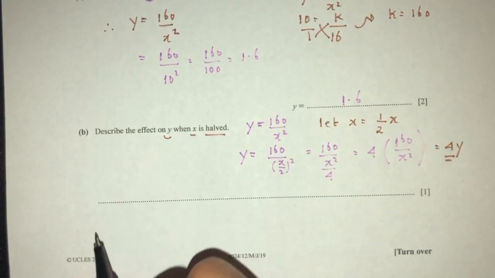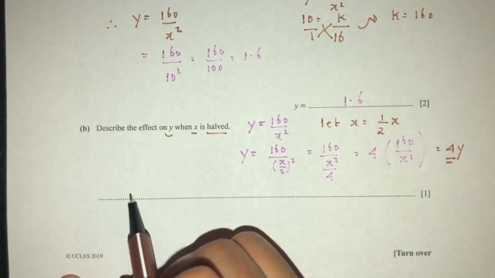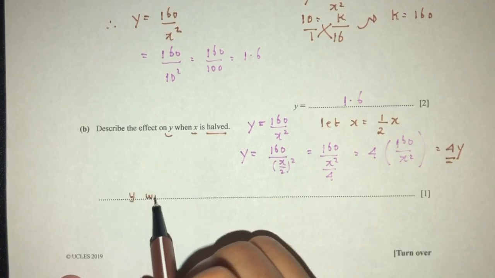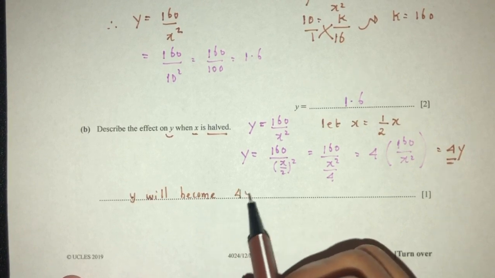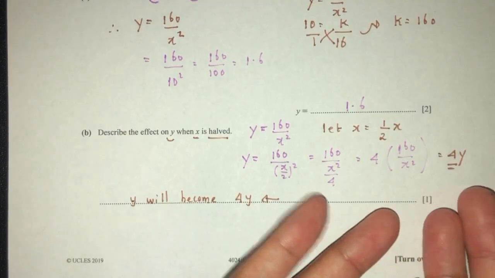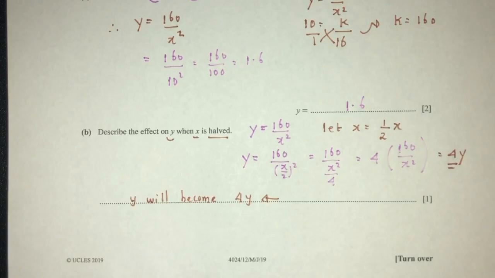You can say that describes the effect on y. So y will be quadrupled. So y will become 4y. You can just write that if you want to. That will be part B. As you can see, as a proof here, we have shown exactly what happened. That will be question number 19.